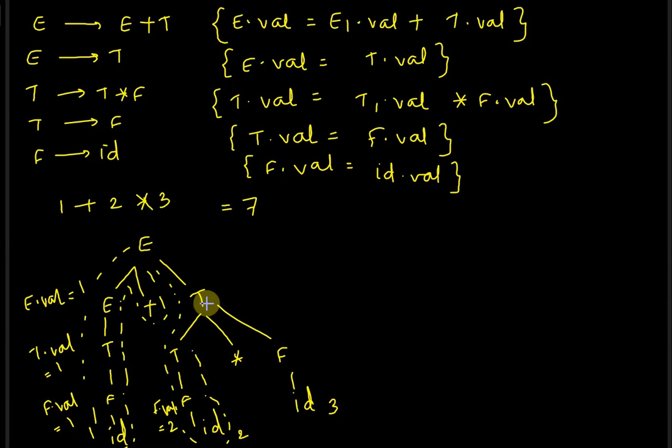T gives F. So T gives F. T dot val is equal to F dot val. So whatever was there at F, F dot val, pass that same value to T. So 2 is passed over here. Come on top, you don't encounter any reduction.